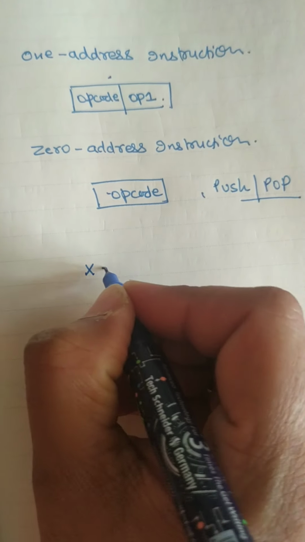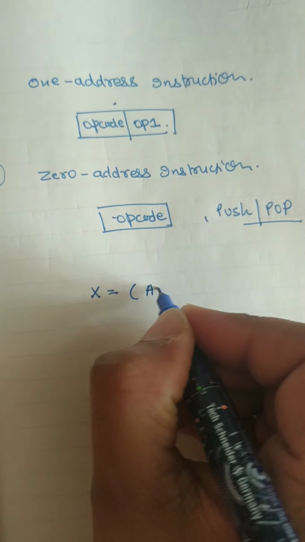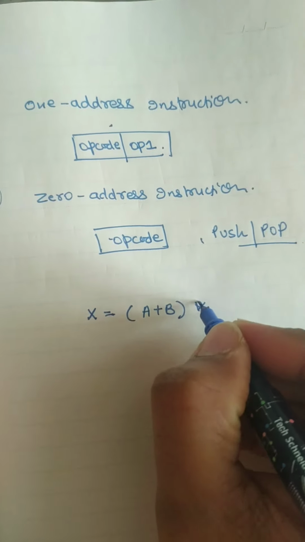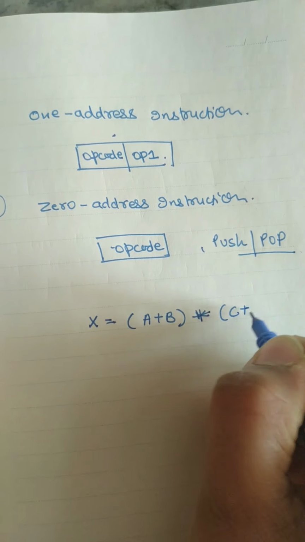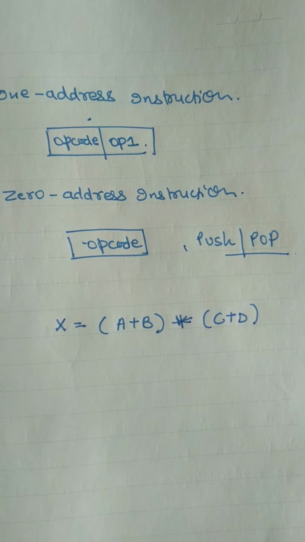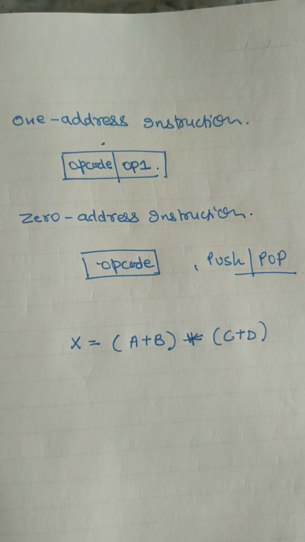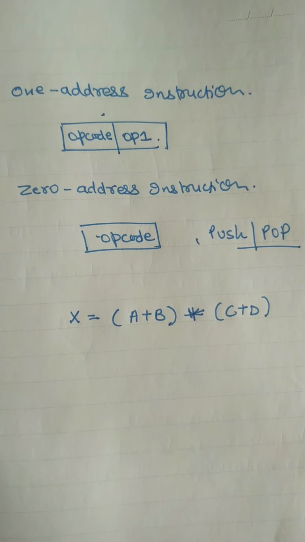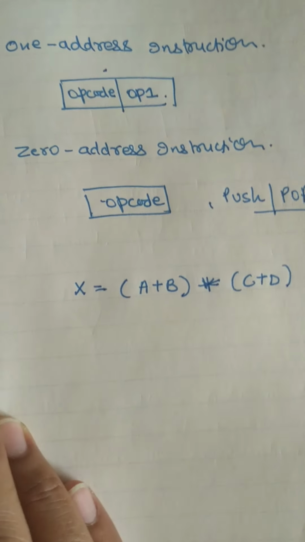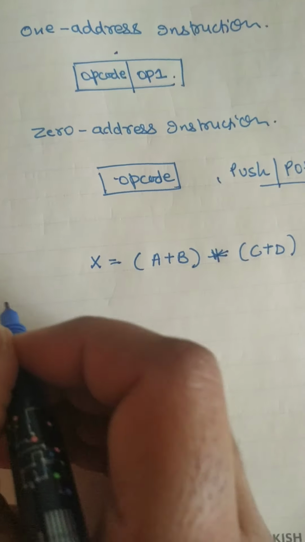Consider X equals A plus B star C plus D. We will solve these instructions and we will see this instruction as a 3 address instruction, 2 address instruction, 1 address and 0 address instruction. First is our 3 address instruction.